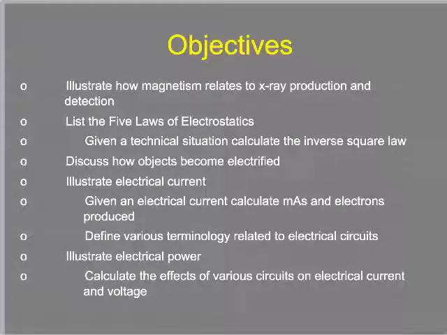So there it is again, our old friend. We'll talk about how objects become electrified, and can you become electrified, and what would happen to you if you did. So we'll talk about electrical current, which we've already alluded to as being related to the production of electrons needed for X-rays. We are going to be talking about mass and how to calculate mass. And we've got some electrical circuitry stuff, and then we're going to illustrate electrical power, and calculate the effects of various circuits on electrical current and voltage.